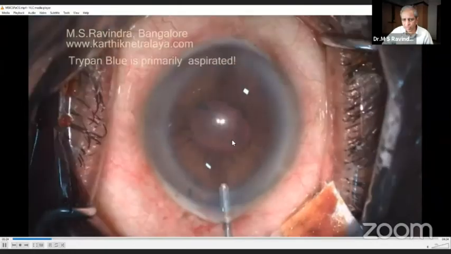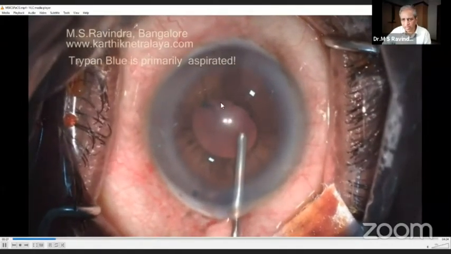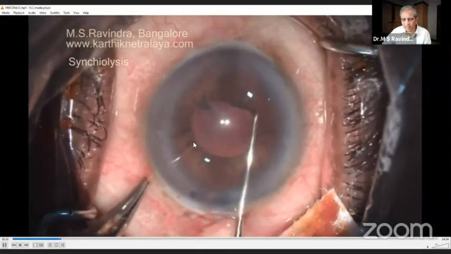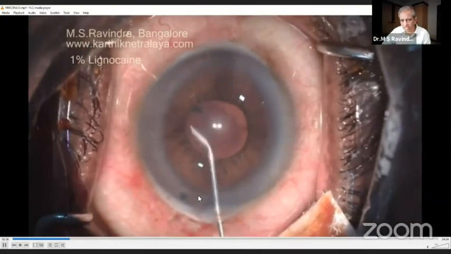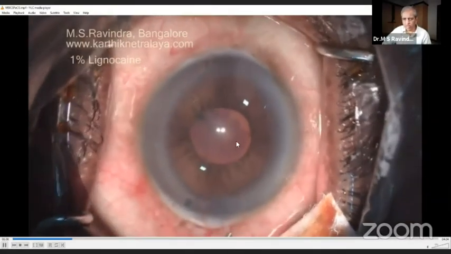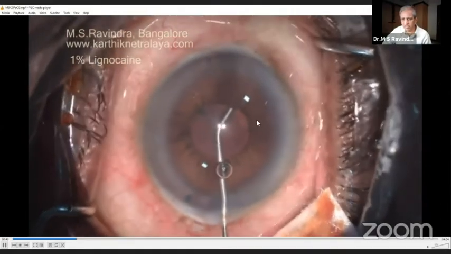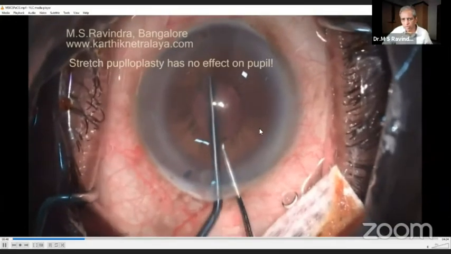I've stained the capsule, though the transillumination is good with the microscope. There are synechae in that area. I'm going to separate the synechae, and every time I'll have to reform the chamber, as you can see here. That's lignocaine being done under topical. I need to infuse lignocaine very little under the iris, but most of it is in front of the iris. And I'm trying stretch pupilloplasty. The pupil is so rigid.